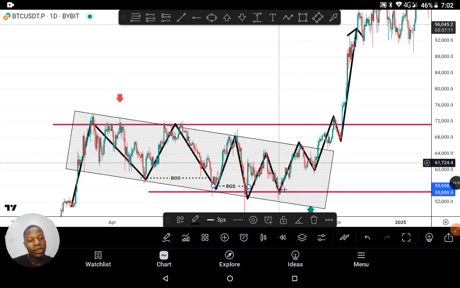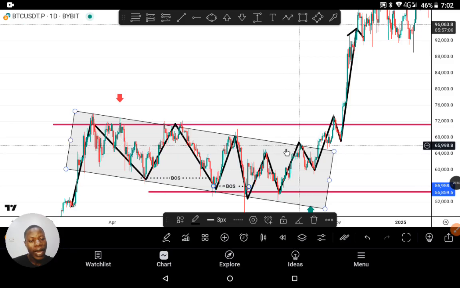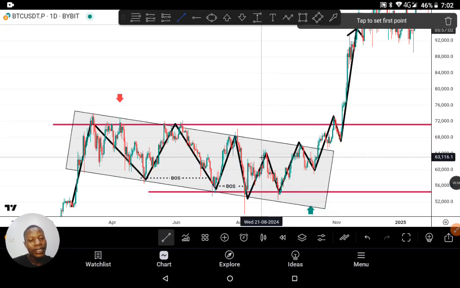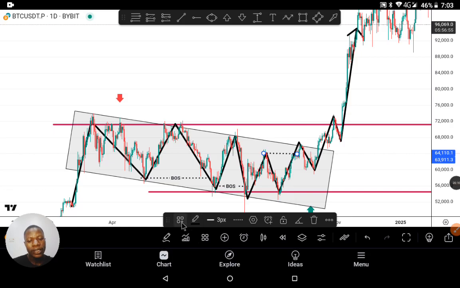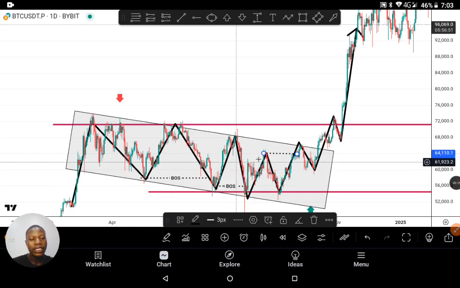So at this point where the market refused to go downward and now gave us a high that is higher than the previous high, don't forget, what do we have there? That's a change of character. So you mark it. That's a change of character there.